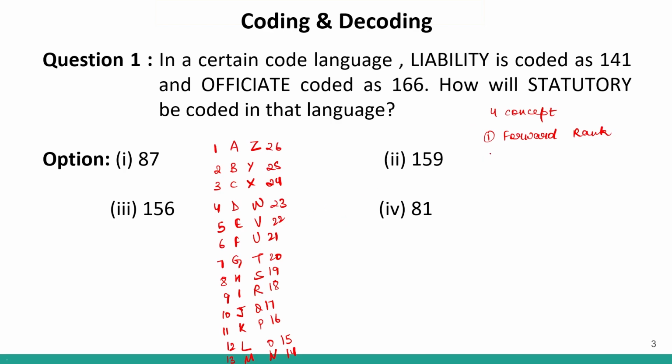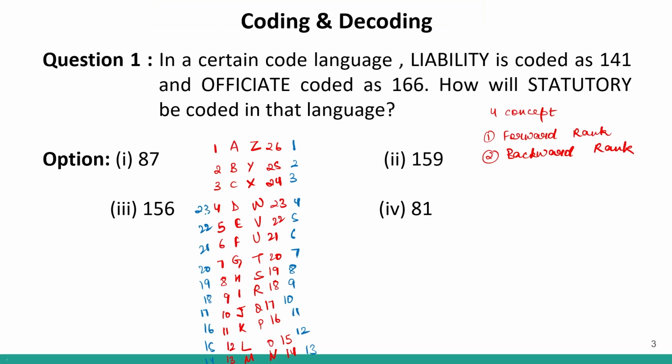Okay. The second concept is backward ranks. Backward ranks, as the name suggests, is when we assign them numbers in decreasing order. So if I change the numbering, Z is 1, Y is 2, then 3, 4, 5, 6, and so on up till A is 26. Correct? Up till A is 26, these are called your backward ranks.